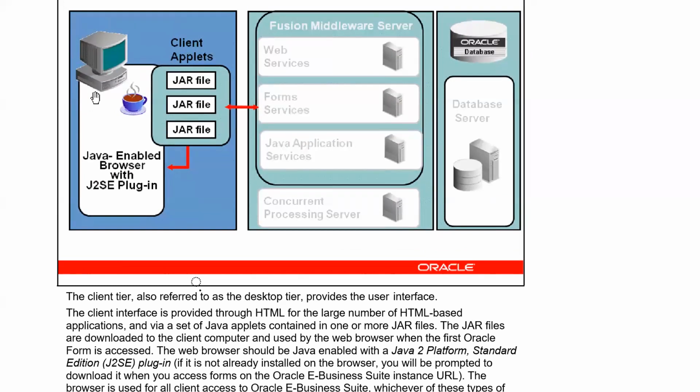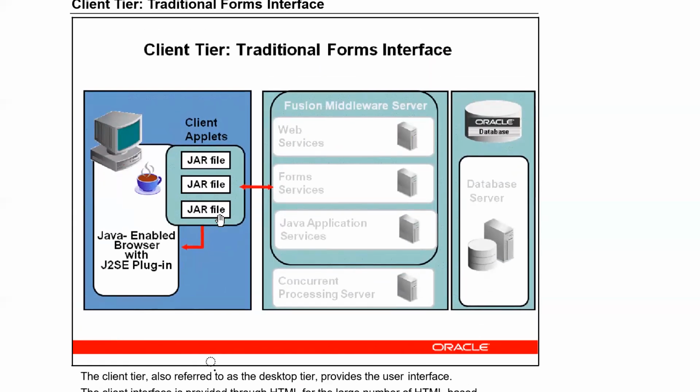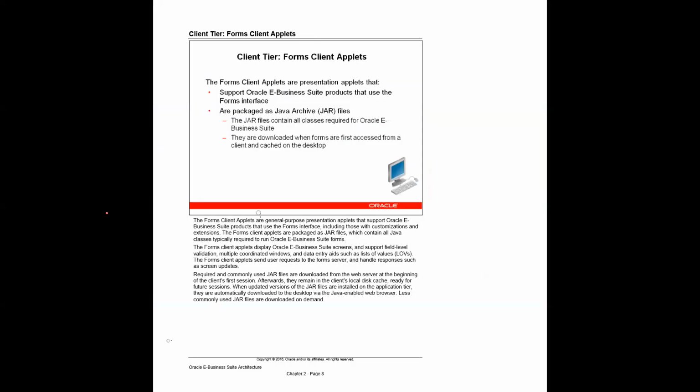So the first time, on a client laptop machine, we are going to install Java, whatever the version, Java 8. I think I have installed Java 8 256 something like that. So you install the Java version, and after you access the browser, it pulls all the jar files and puts them in the browser. That is the interface by which you can access your traditional forms.